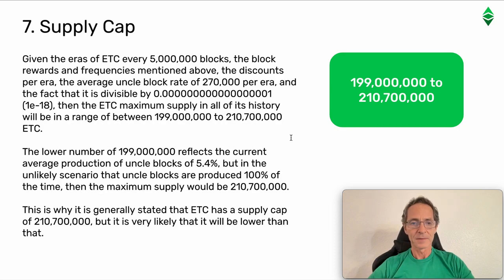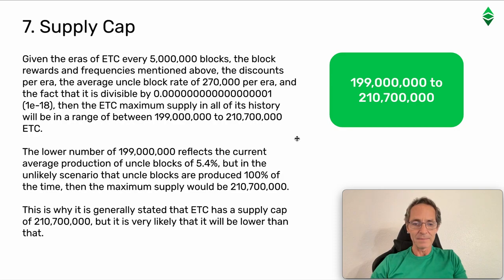7. Supply cap. Given the eras of ETC every 5 million blocks, the block rewards and frequencies mentioned above, the discounts per era, the average uncle block rate of 270,000 per era, and the fact that it is divisible by 0.000000000000000001, which is 1e minus 18, then the ETC maximum supply in all of its history will be in a range of between 199 million to 210,700,000 ETC. The lower number of 199 million reflects the current average production of uncle blocks of 5.4%.